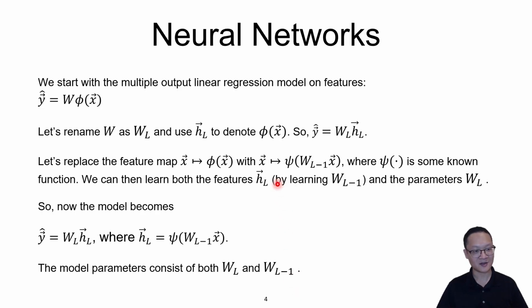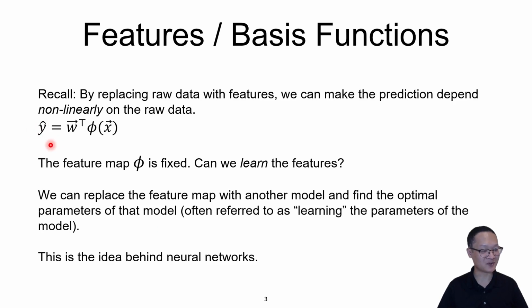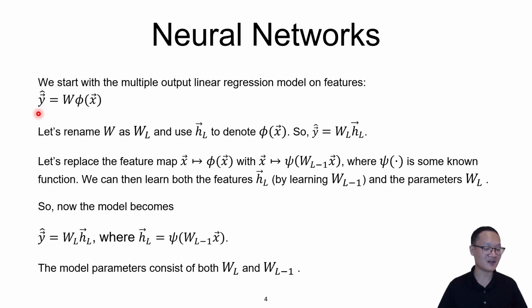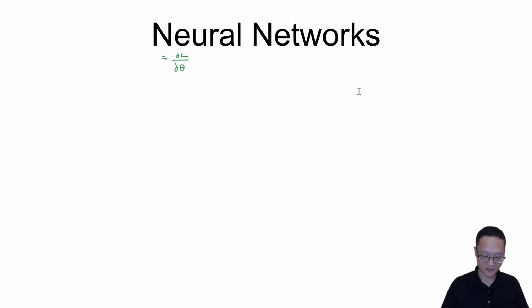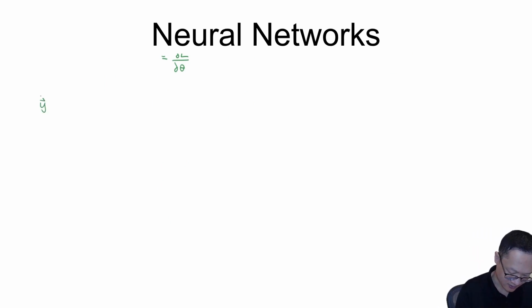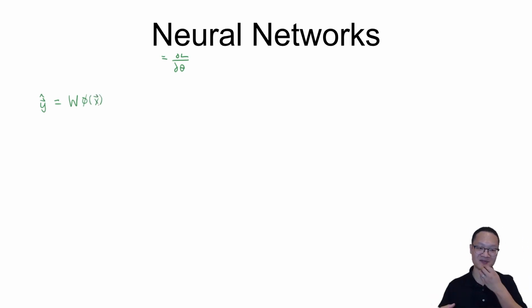So let's take a look. Previously we had a scalar output for our model, so we have W transpose phi of x. Now with neural networks, we're going to be talking about multiple output models. So now the output y is going to be a vector. I think it will help to go through this a bit slowly. Our output is a vector, so from the starting point of before, with multiple output linear regression, we'll have a matrix W times phi of x, and phi of x is a vector representing the features of the input.